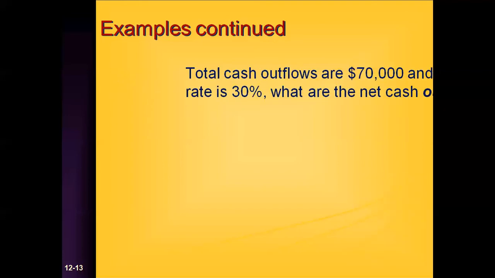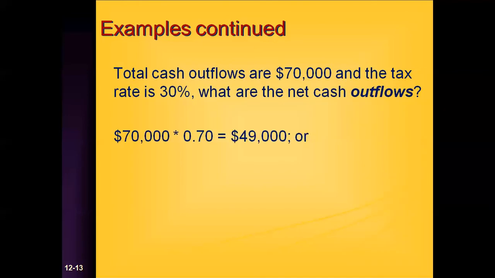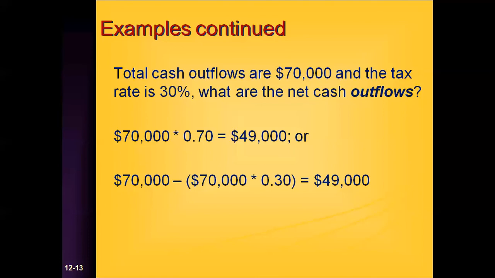Okay. Here again, the math is very straightforward. 70,000 times 0.70 or $49,000. Again, amplifying how you would put these various variables in the equation. You come up with the $49,000 number.